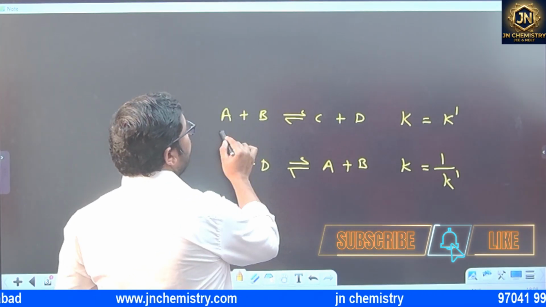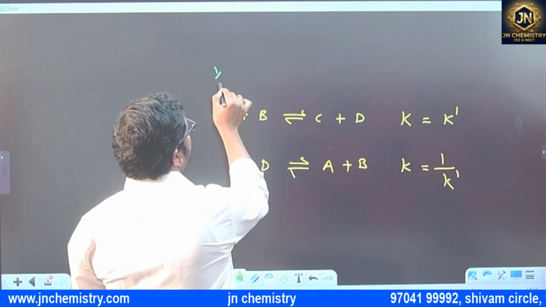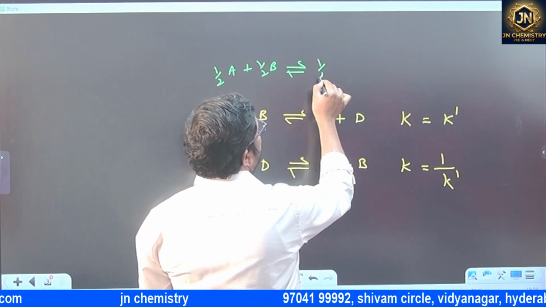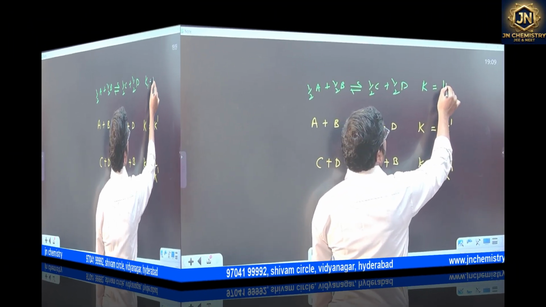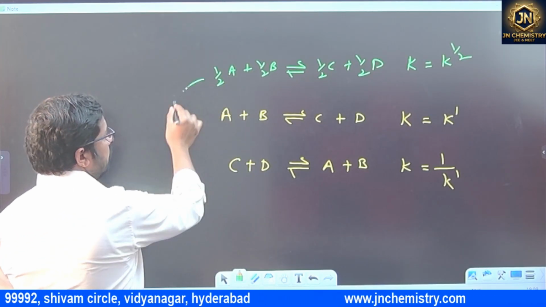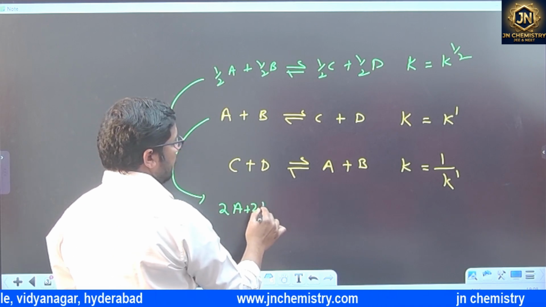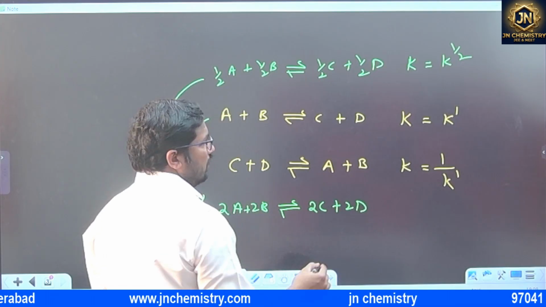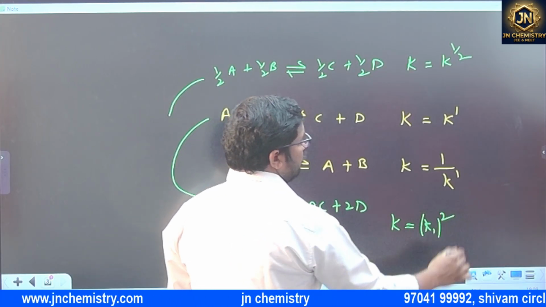And whenever we are multiplying with any number, for example, half A plus half B gives rise to half C plus half D. So K is equal to, how can we write? K dash power 1 by 2. If we are multiplying this equation with 2, 2A plus 2B gives rise to 2C plus 2D. Now K is equal to K dash power 2, square.